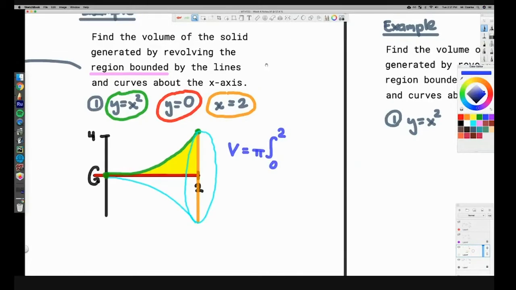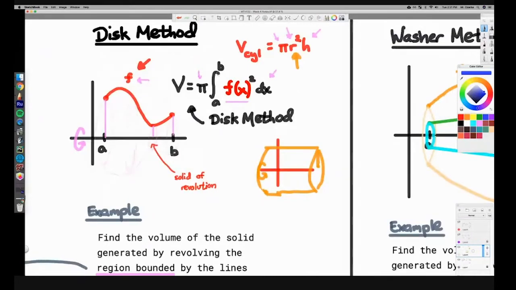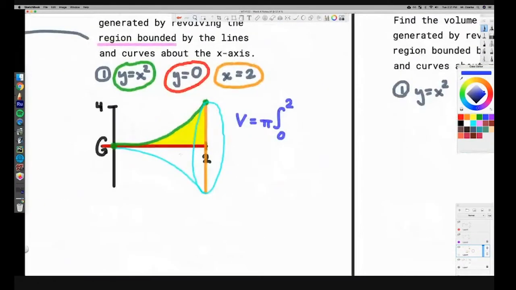Okay, we're using the formula. It's pi times the integral from a to b. A to b, as you can see on this, is from 0 to 2. And we're using f of x. I'm going to actually use the color code on this because it's green. We're going to square that and then multiply it by dx.